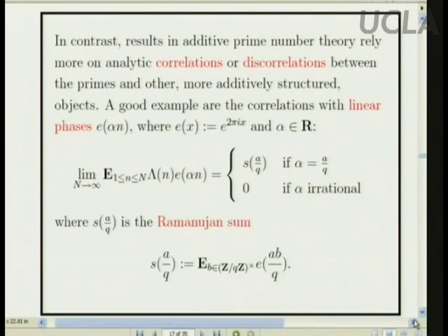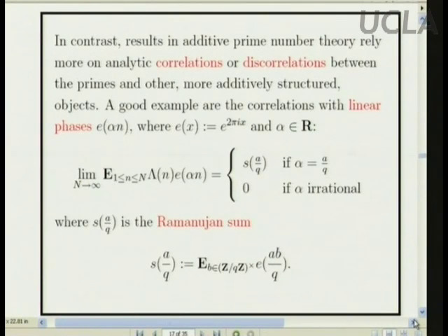And so you can sort of correlate the primes with this funny function, and you ask, is there any correlation at all? Do the primes look like this function, or do they not look like this function? And it turns out sometimes they do, sometimes they don't. Depends on what this alpha is. If alpha is rational, which is a over q, then this is a non-zero expression. It's what's called a Ramanujan sum. And well, there's a formula, but never mind the formula. It's just some very algebraic understood expression. But if you're trying to correlate lambda with something irrational, you get 0.